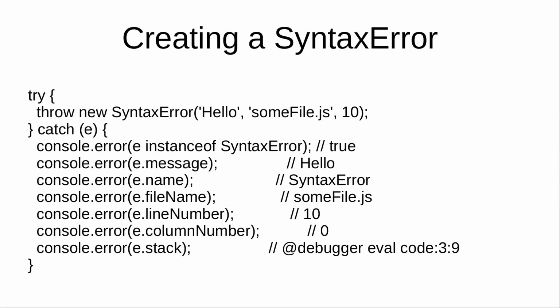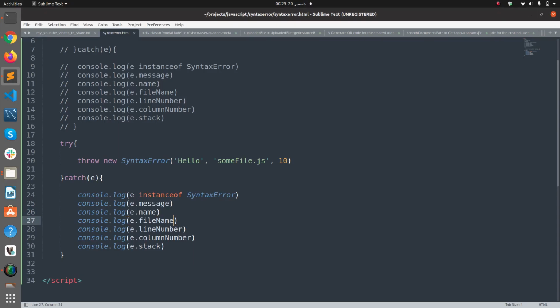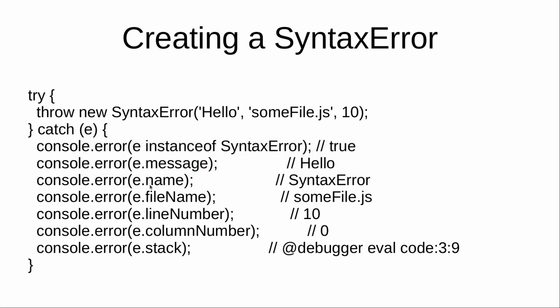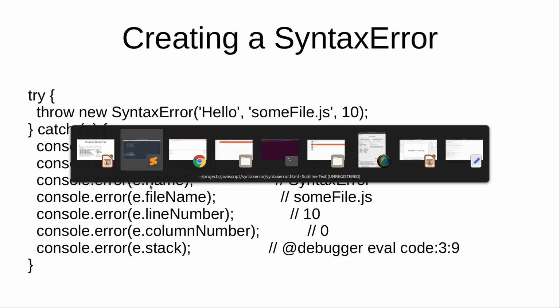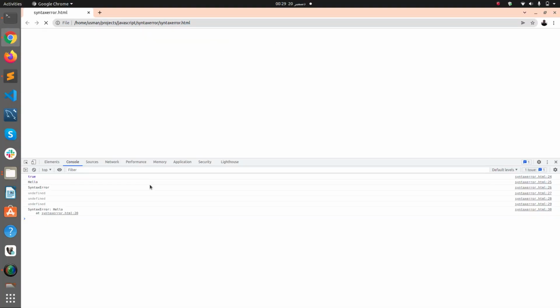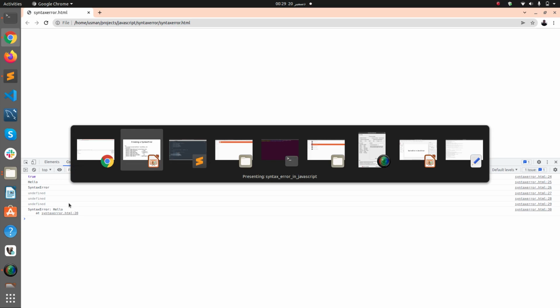Okay, e.message, e.name, e.fileName, e.lineNumber, e.columnNumber, and e.stack. I think these three values have been eliminated in this upgrade of Chrome. That's why we are seeing undefined here, so don't worry about this.